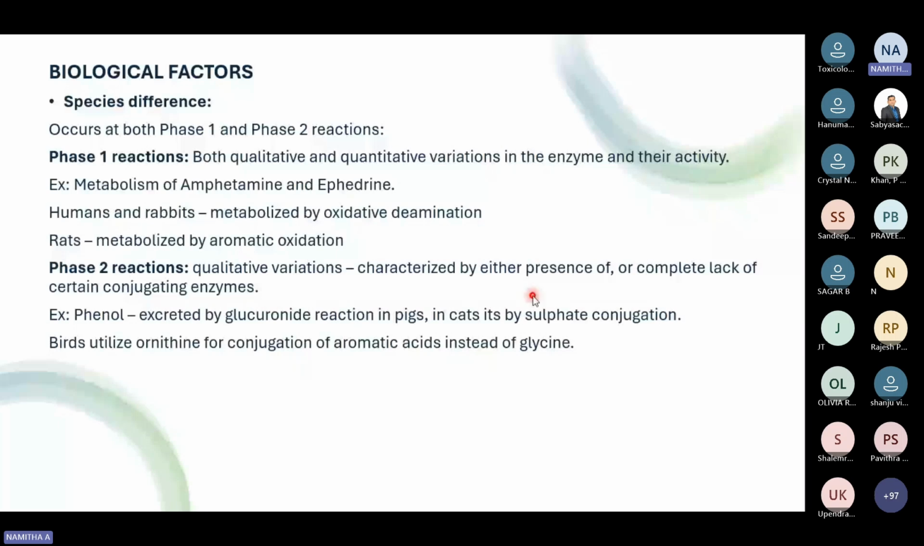This is characterized by either the presence or the complete lack of certain conjugating enzymes. For example, phenol is excreted by glucuronidation in pigs. In cats, it is by sulfate conjugation. Also, birds utilize ornithine for conjugation of aromatic acids instead of glycine.